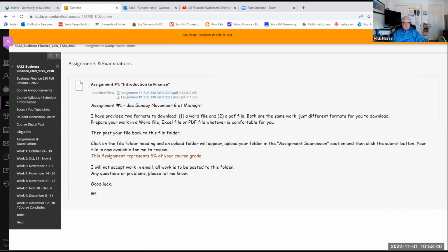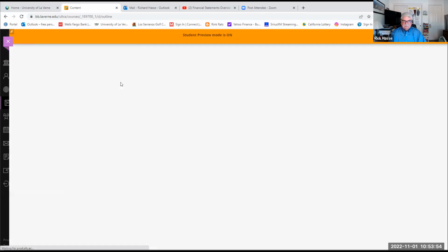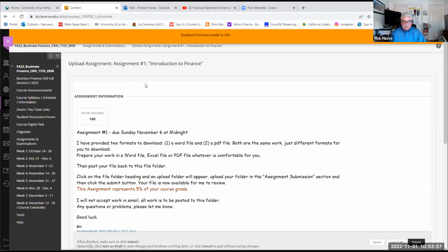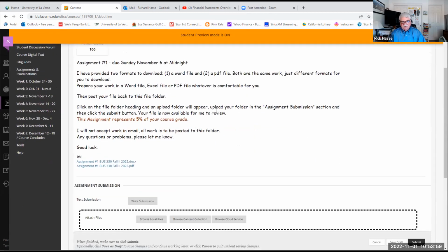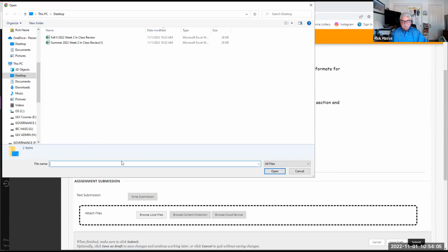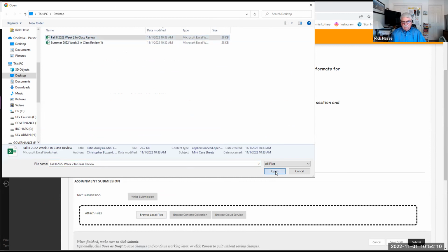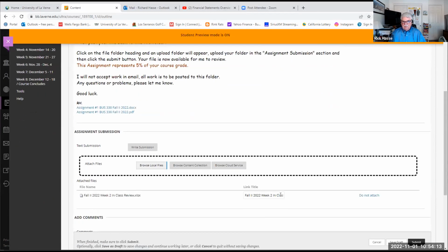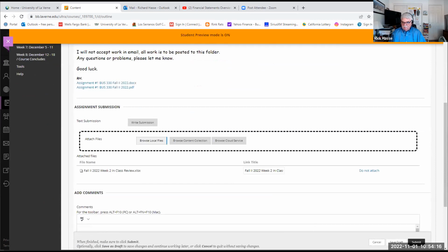So again, this is the procedure. You just open up, download one of these 2 files, do your work on the file, or submit your own file if you'd like, and then repost it back to this file folder. What you do is you click on the file heading, assignment number 1, Introduction to Finance, and you'll go to an upload file. You go to Browse My Local Files, and you find your file on your flash drive or on your desktop or in your computer. Click on that file and hit Open, and then that file is uploaded into Blackboard. Then you must hit Submit. Once you hit Submit, I have the file.